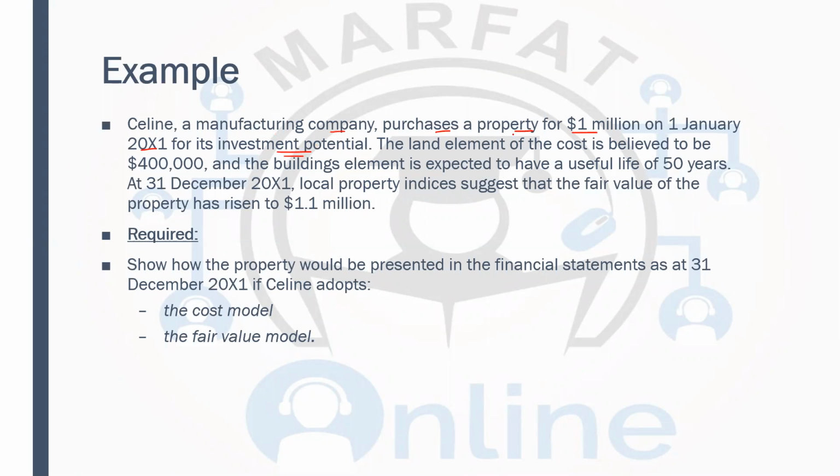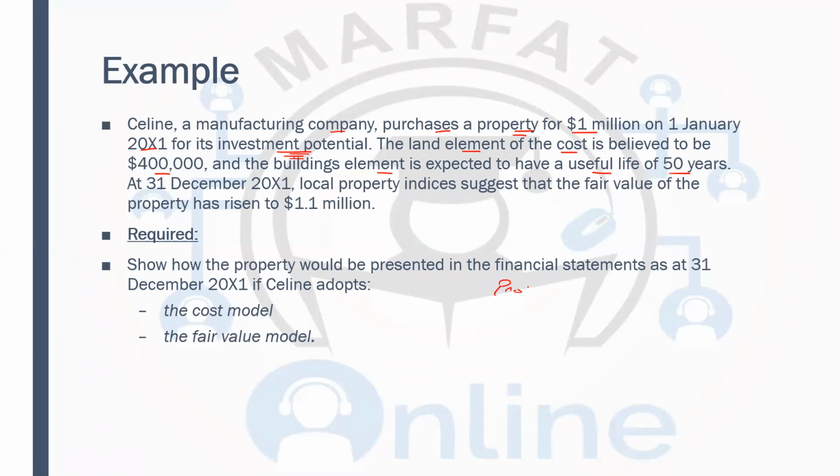Purchases a property, right? 1 million for its investment potential. That means the objective is to keep that for the investment. That is why it should be recorded under IAS 40 investment property. The land element of the cost is believed to be 400,000, and the building element is expected to have a useful life of 50 years.